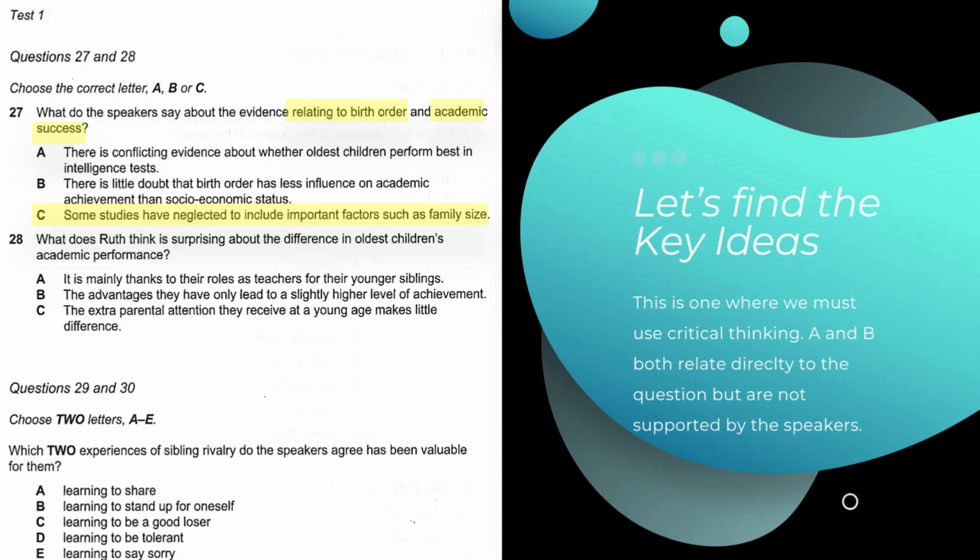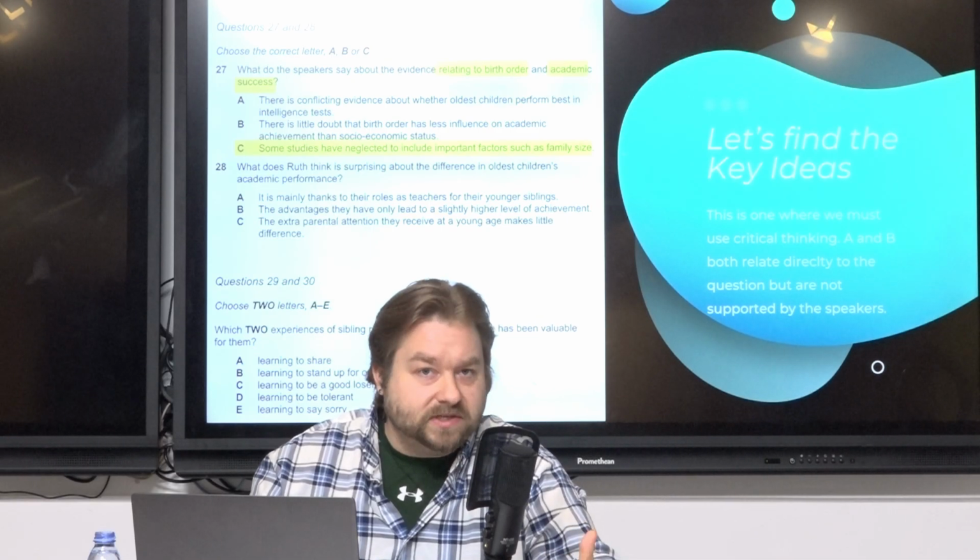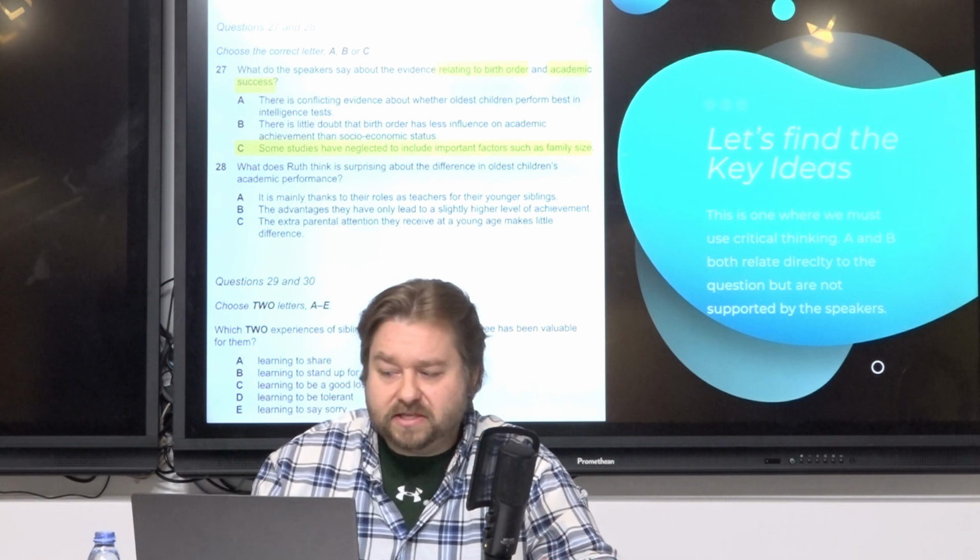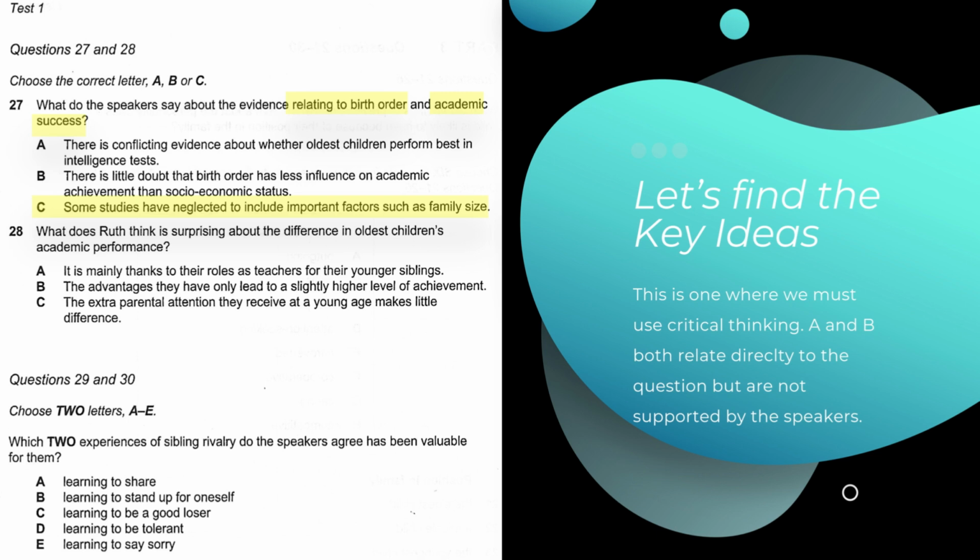Now, here, this is the one where we have to use critical thinking. So we've been using active listening the whole time, and you still will for this one. But critical thinking skills are important. A and B both relate directly to this question, but are not supported by what the speaker says. When we listen to them, we don't hear anything about these two answers, right? So that means they're written in a confusing way.